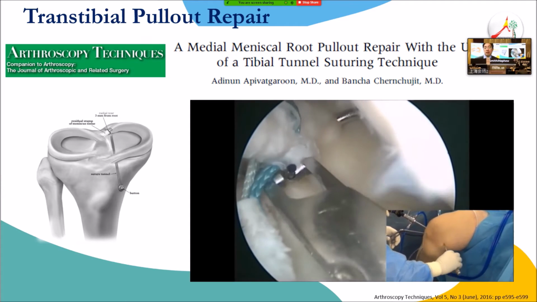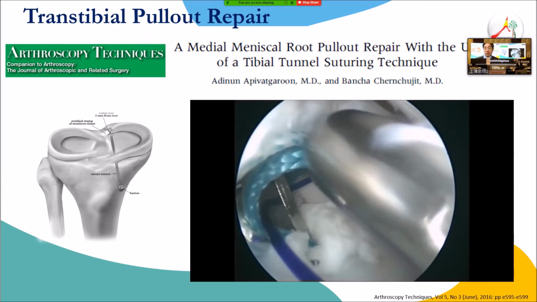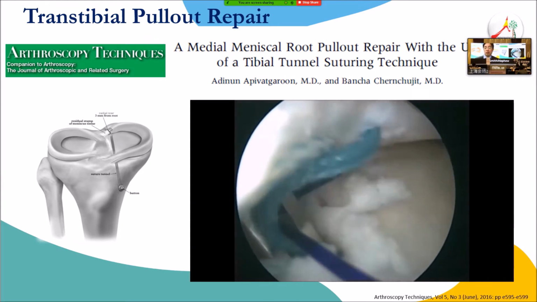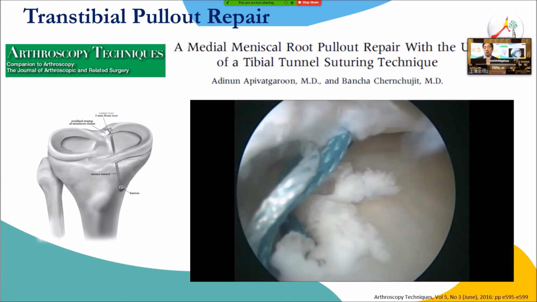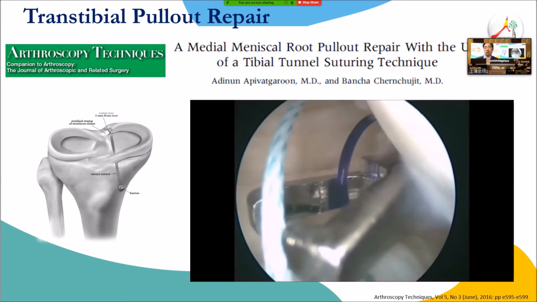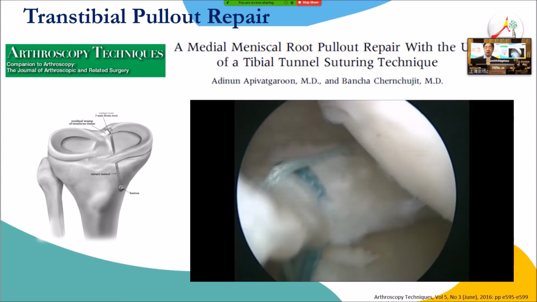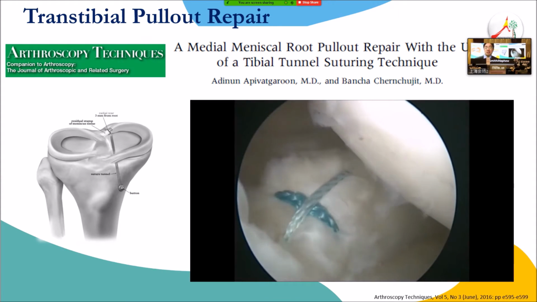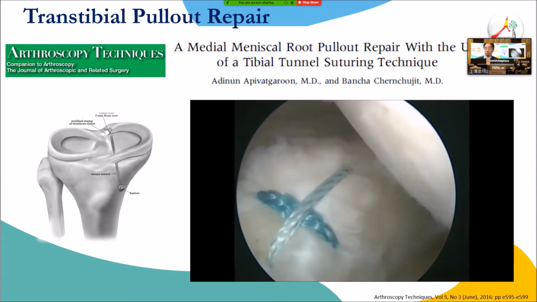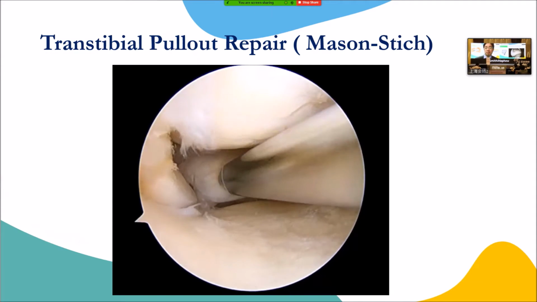It's good for the meniscus repair that's acute, no gap, right? You can do it this way to reduce the meniscus. We call it the trans-tibial tunnel suturing technique. Finally, you get this Mason-Allen's repair. But this is for the simple meniscus.